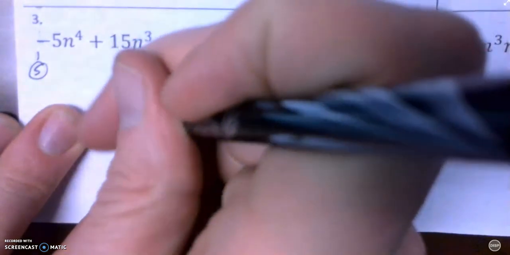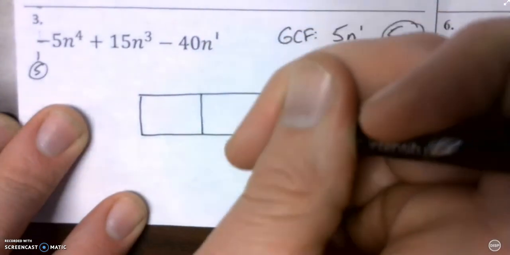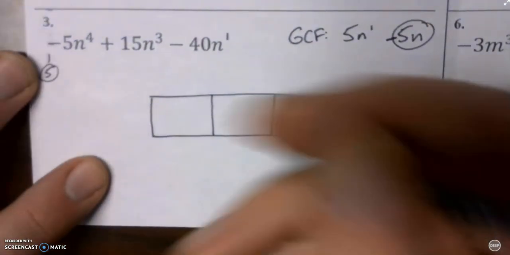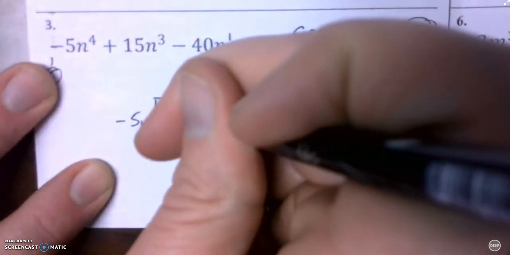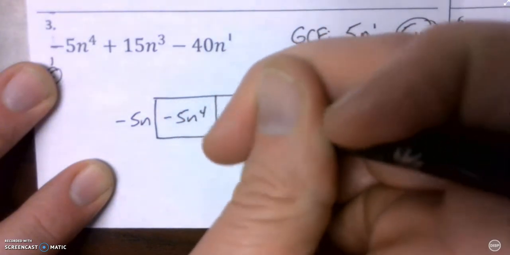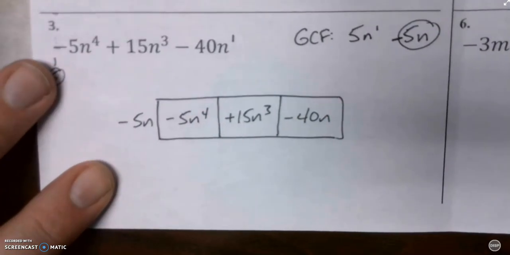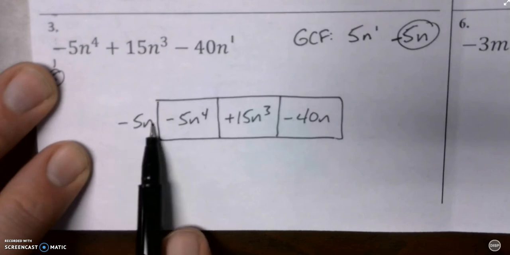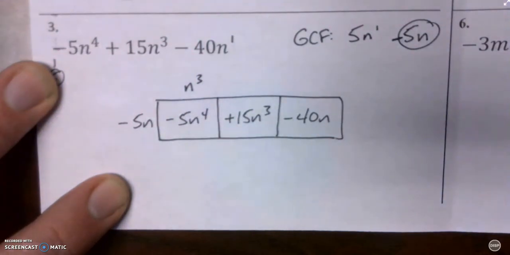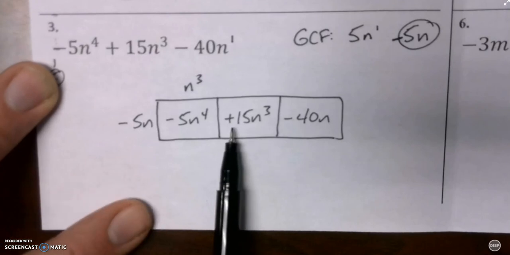I need to factor. I need a 3-term box because there were 3 terms. I'm going to multiply something by negative 5n to get negative 5n to the fourth plus 15n cubed minus 40n. Well, here I've already got the negative 5 and I've got 1n. I need n cubed. This one can be tricky. What can I multiply by negative 5n to get positive 15n cubed?